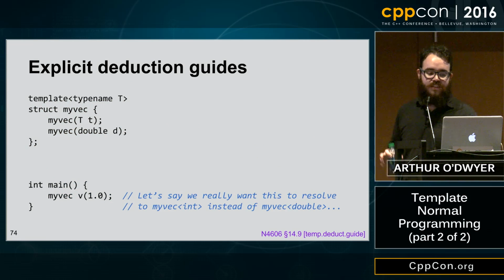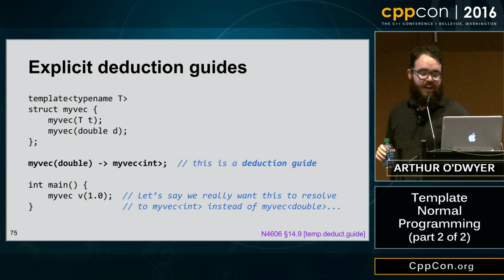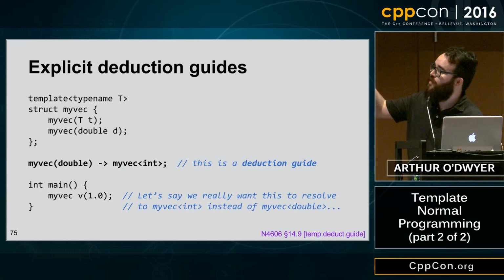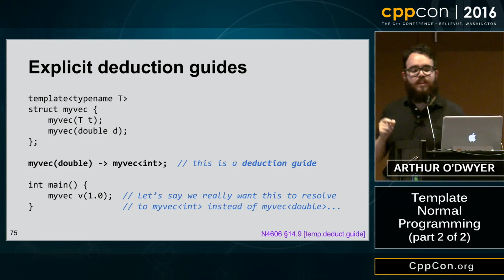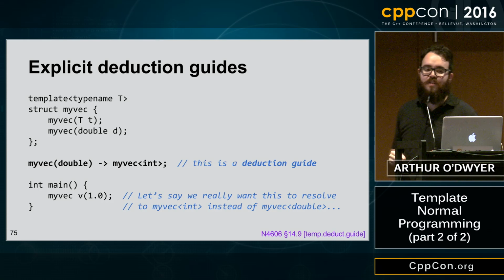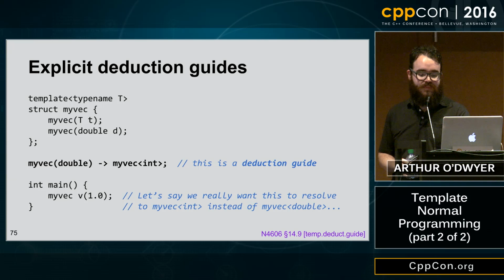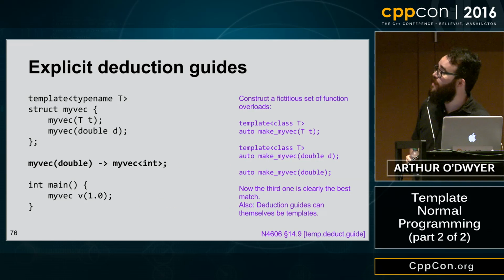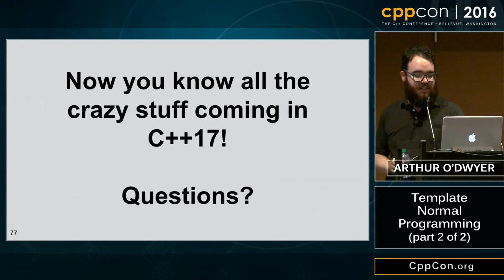And if you want to guide deduction to get it to do the right thing, there's a syntax for that. It looks a little odd. It doesn't really look like a declaration, but that's also because it's not really a declaration, because these constructors exist already. You don't need to redeclare them. But you need to in some way guide to say, when someone does something that looks like a myvec of double and they don't say anything about which myvec they want, they probably want myvec of int. And you do that with this exact syntax with a little arrow. That's a deduction guide. And they participate. And the third one is clearly the best one, so on and so on. You know all the crazy stuff coming in C++17.